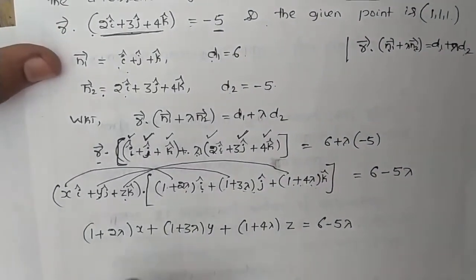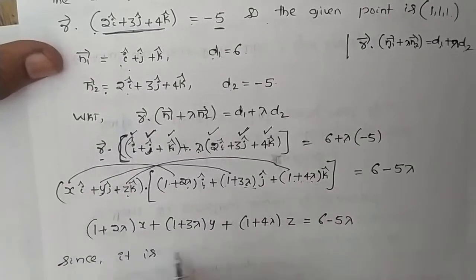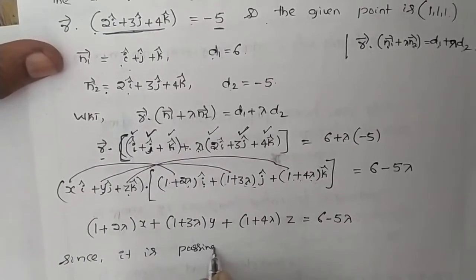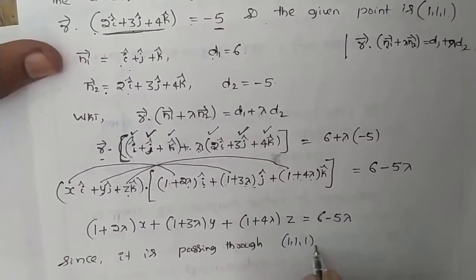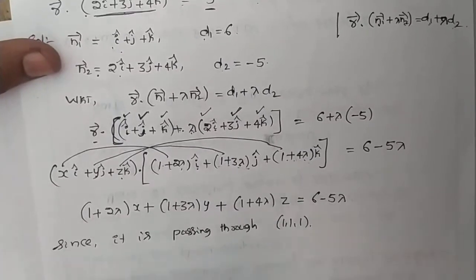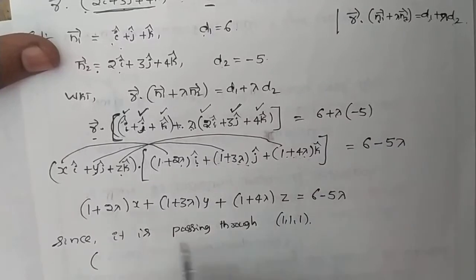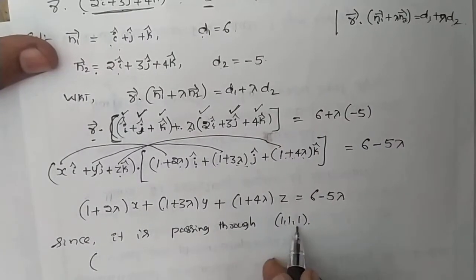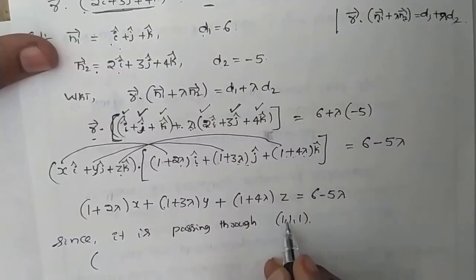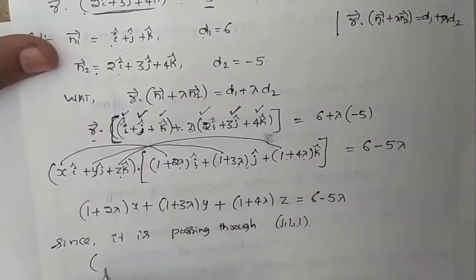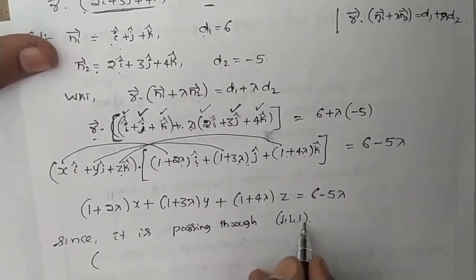Since this plane is passing through the given point 1 1 1, you just substitute this point in this equation. In place of x put 1, in place of y put 1, in place of z put 1.